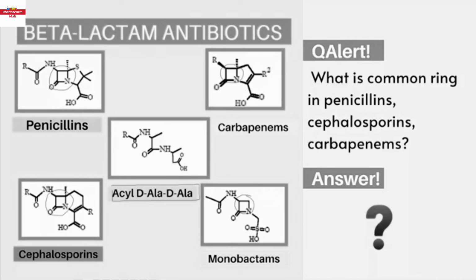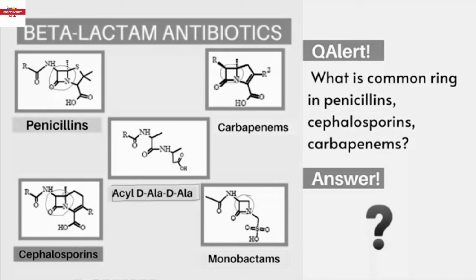Once you open up this ring here, you can see they look very close to acyl D-ala and D-ala. That's the reason why they perfectly fit into the bacterial cell wall, and they break that amino acid, which is the D-alanine and D-alanine.